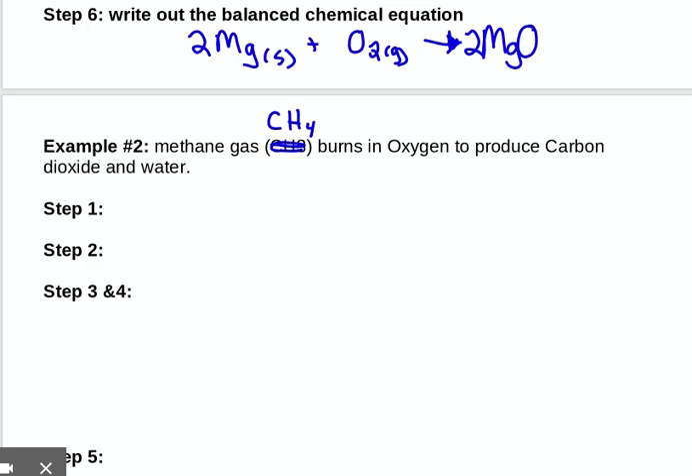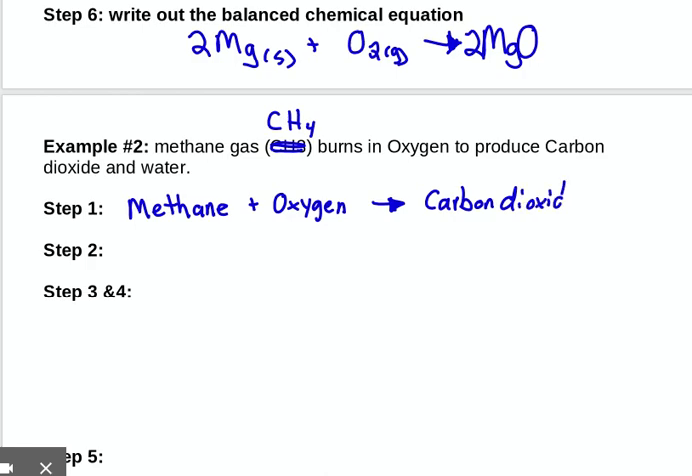Sometimes you'll be asked to write a word equation. And so to do that, we're going to do that for step 1. Write our word equation. Methane plus oxygen makes carbon dioxide plus water.